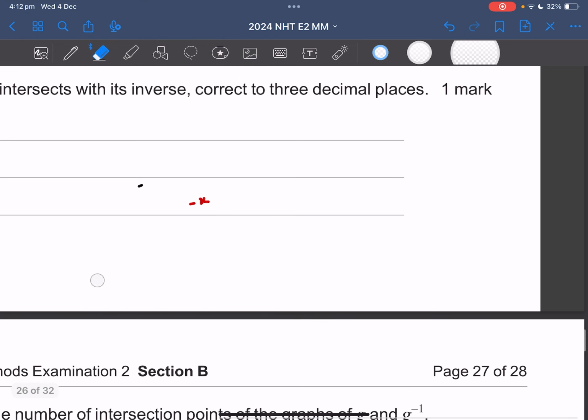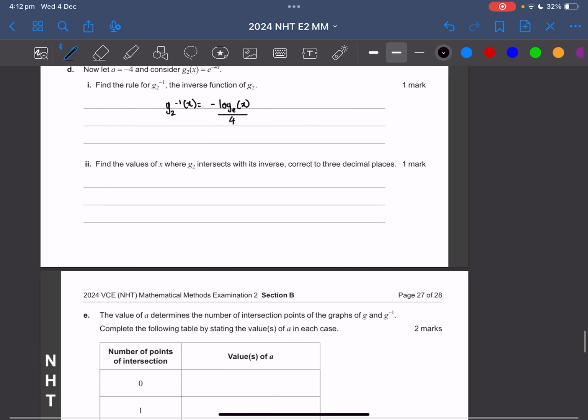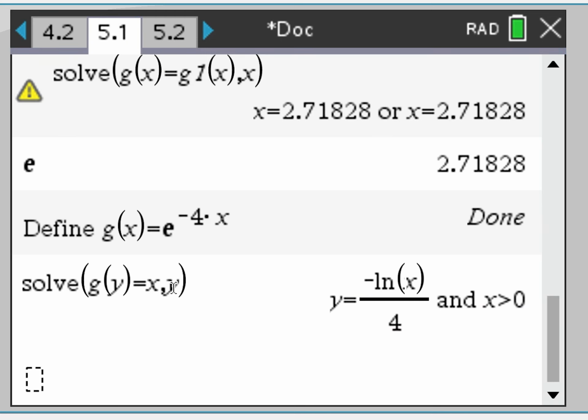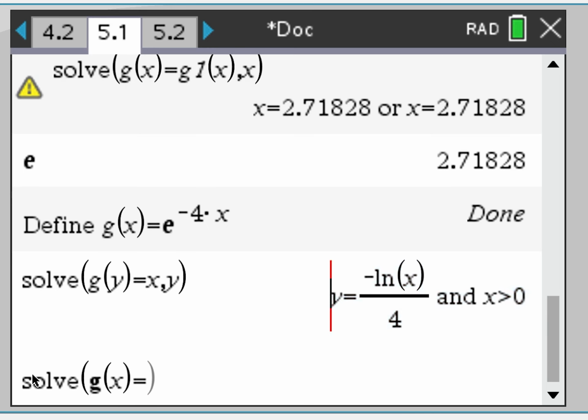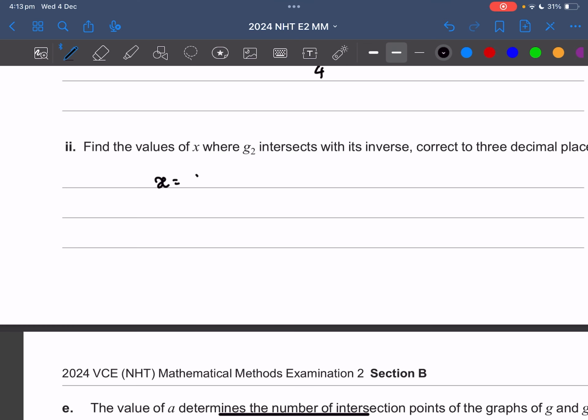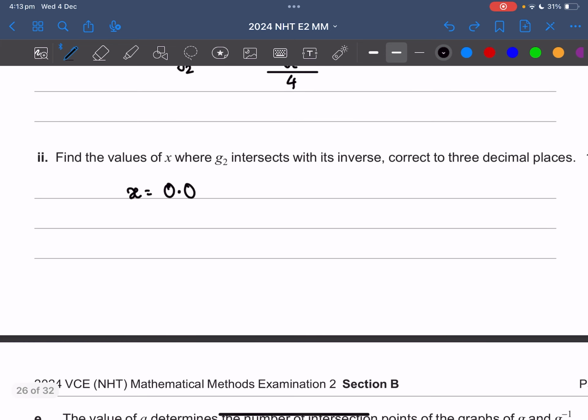So let me erase everything up. For this case, if I come back to the CAS, I'm just going to say that g2 of x is equal to g2 inverse of x to find the x coordinates. Okay, and see if we can find it that way. If not, we have to figure out some other way, but let's try this way first. Comma x. Okay, there we go. So we can. So let's write it down. So x is equal to 0.028, x is equal to 0.301, and x is equal to 0.894.